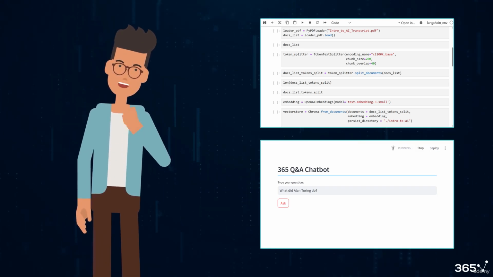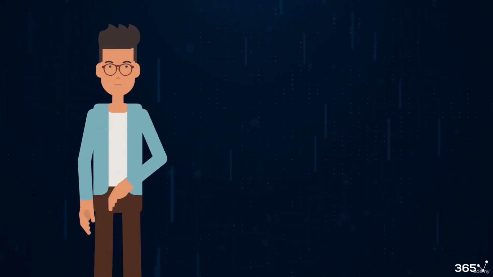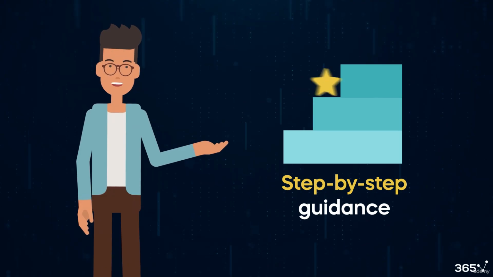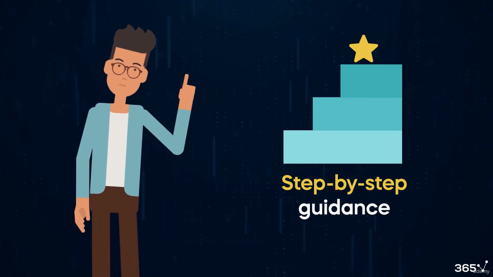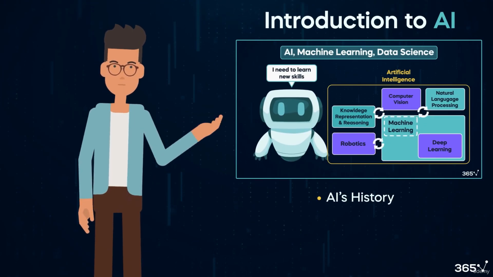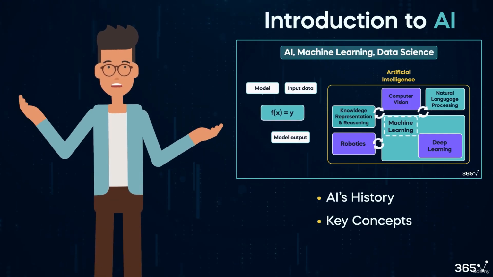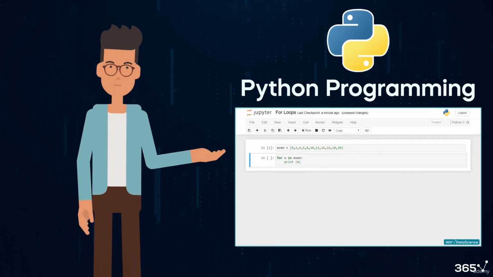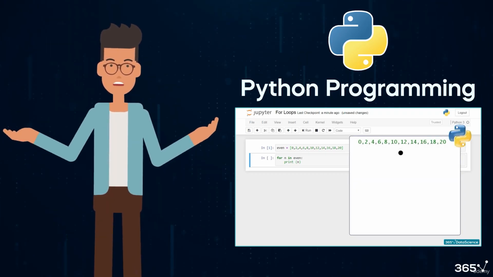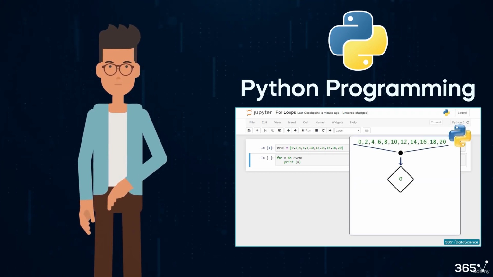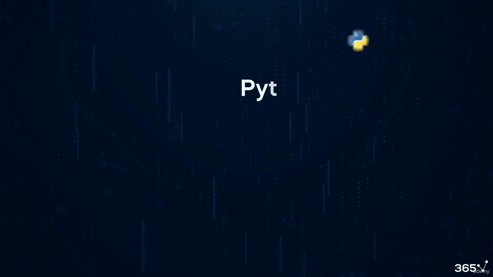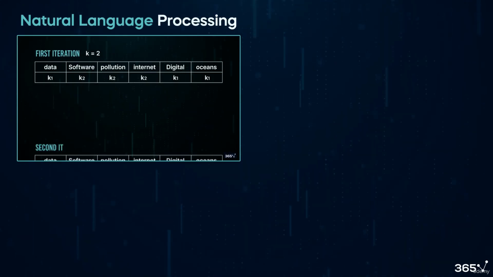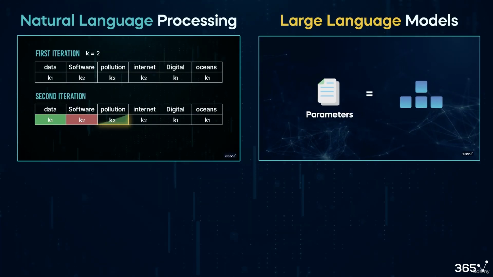Even if some of the implementation felt a bit advanced, don't worry. That's where the fun begins. You'll quickly pick up all the necessary skills with careful, step-by-step guidance. We'll kick things off by exploring AI's history, key concepts, and those all too familiar buzzwords. From there, we'll dive into a module on Python programming, ensuring you'll have the coding skills you'll need to move forward. Next, we'll discuss natural language processing and large language models in depth.